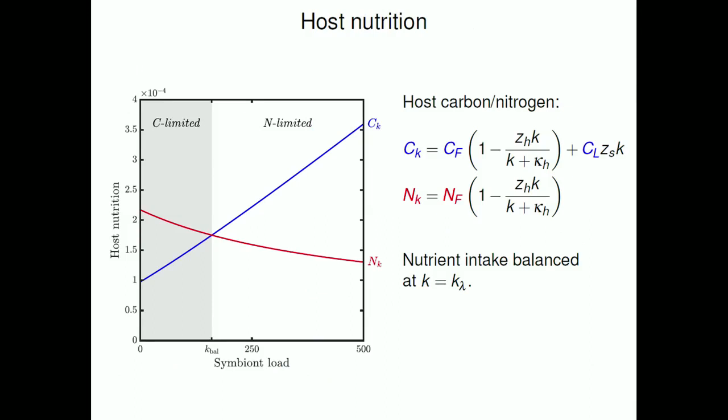So the idea here is to use this nutrient trading to quantify the effect of nutrient trading on growth. So here we show a schematic of host nutrition. The blue line is carbon, and it gets carbon from its food, but it gives some away, and it gets carbon from its symbionts. So this results in an increase in carbon as symbiont load increases. In contrast, there's no nitrogen gain from symbionts, it's just loss. So the more symbionts you have, the less nitrogen you have. And so the nitrogen availability decreases. And we found that this nutrient intake is balanced at this point, k bar. Ignore the lambda, I changed that, but it doesn't seem to have come up here. This is a slightly old version, annoyingly.